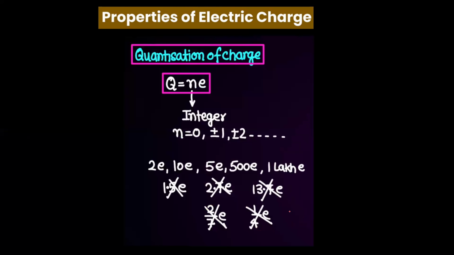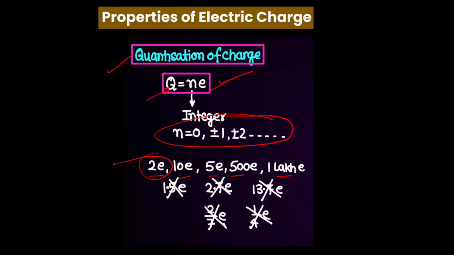Now, see what is the meaning of quantization of charge. Q is equal to NE, as we know. This Q is the total charge, N is the number of electrons, which is always an integer number, could be plus or minus, and E is the electronic charge. So you can have charges like 2e, 10e, 5e, 500e. These are integer multiples. Charges like 1.5e, 2.7e, 13.7e are never possible. So this is the meaning of quantization of charge.